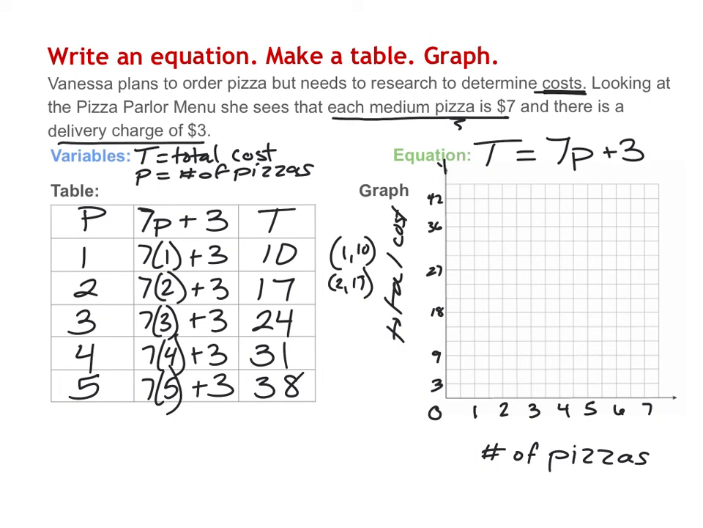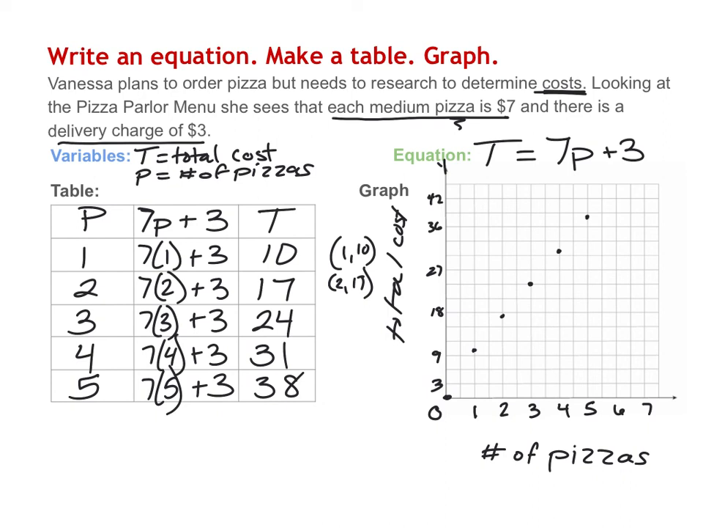So let's plot our points. If they buy 0 pizzas, you're not actually going to have a delivery either. So this one's kind of interesting because you're not going to have them deliver you no pizzas. So 1, though, if I buy 1 pizza, it's going to be 7 plus 3, so it's going to be 10, right above that 9. 2 pizzas, we had 17. So I'm just plotting points now based on my coordinates. 3 pizzas was 24. 4 pizzas was 31. 5 pizzas was 38.